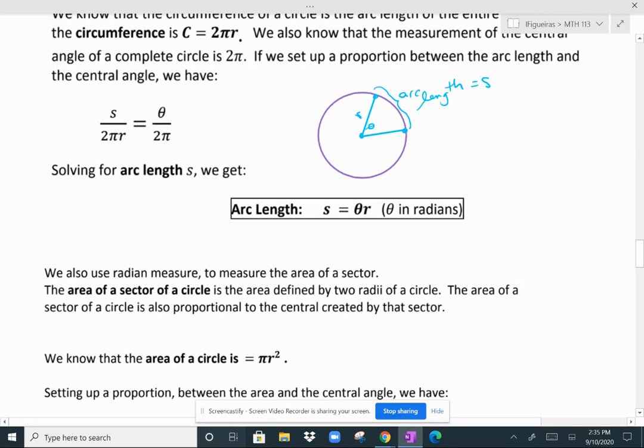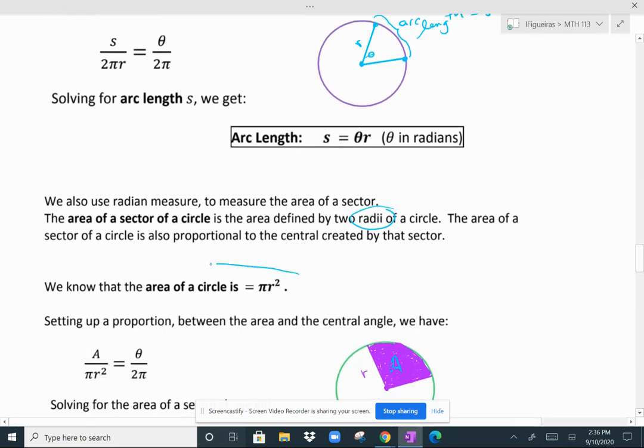Okay, we can also use radian measure to measure the area of a sector. The area of a sector of a circle is the area defined by 2 radii of a circle. Radii is plural for more than one radius. The area of the sector is also proportional to the central angle created by that sector. So as a reminder, the area of a circle, the formula is pi r squared. So the area of the sector is to pi r squared, as the central angle is to the total degrees of the circle.